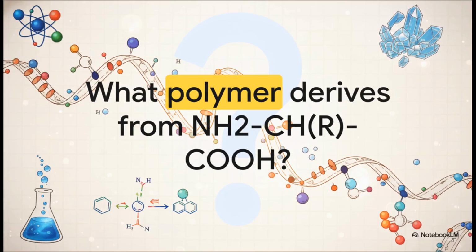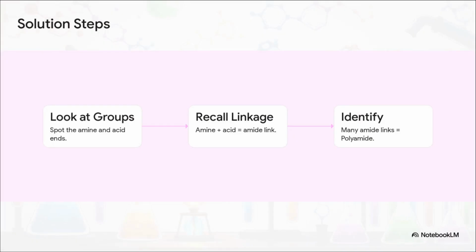Now, what's really interesting about this is that examiners are testing if you can distinguish between condensation and addition polymers on the fly. But don't worry, we have every single clue we need right there in the chemical formula. So let's walk through the logic step by step. Step 1, look at the functional groups. We clearly see an amine group and an acid group, meaning this monomer has two different sticky ends. This instantly tells us we're dealing with condensation polymerization, which completely rules out choice B, polyalkene, right off the bat, since that's an addition polymer formed from double bonds.